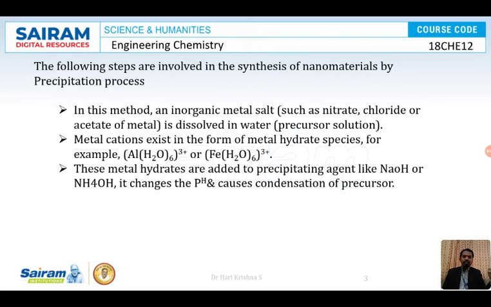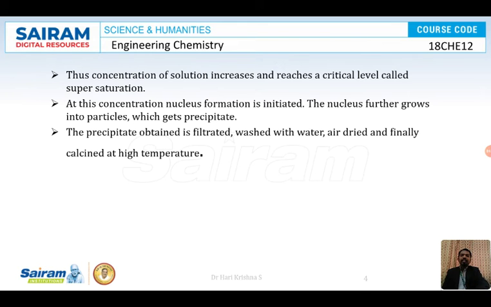On increasing the concentration of OH- ions, the hydrolyzed species condense with each other to form the respective metal hydroxides. So if you add sodium hydroxide or ammonium hydroxide to aluminium and iron, you get aluminium hydroxide or iron hydroxide. Thus the concentration of the solution increases and reaches a critical level, called supersaturation. At this concentration, nucleus formation is initiated and the nucleus further grows into particles which get precipitated.